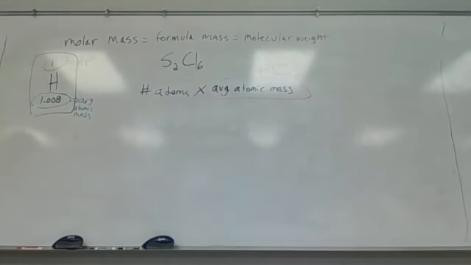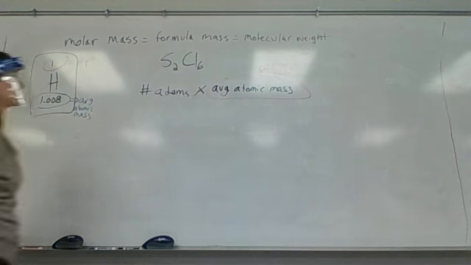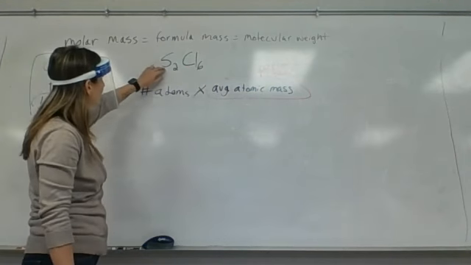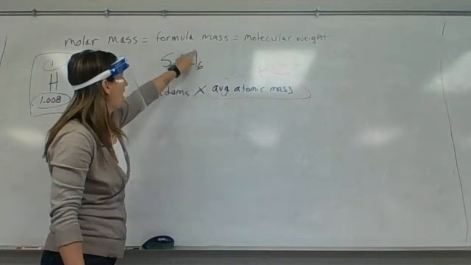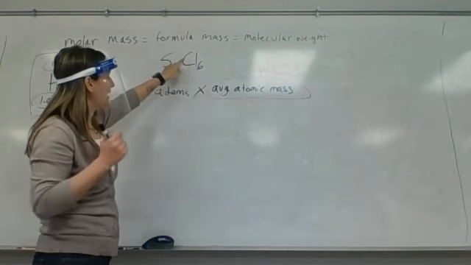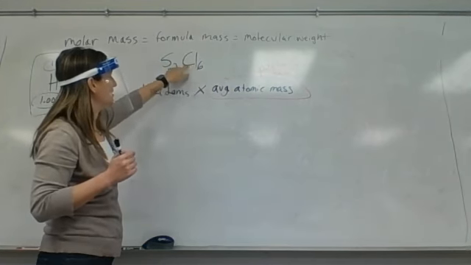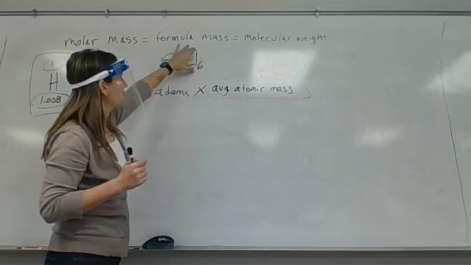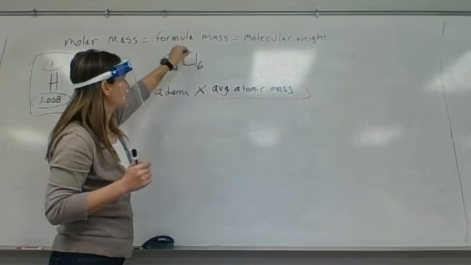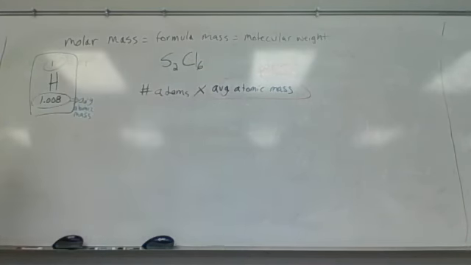S2Cl6. S is sulfur, Cl is chlorine. How I know that this is one element and not two is because this is a C with a lowercase letter after it. If it's a capital letter with a lowercase, both of those together are just one element.